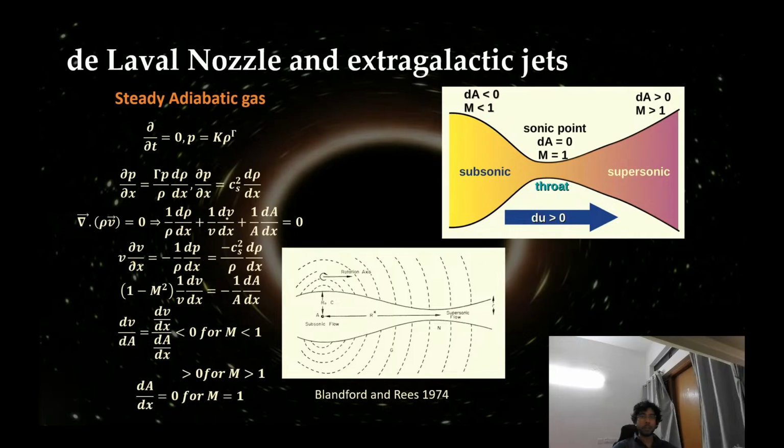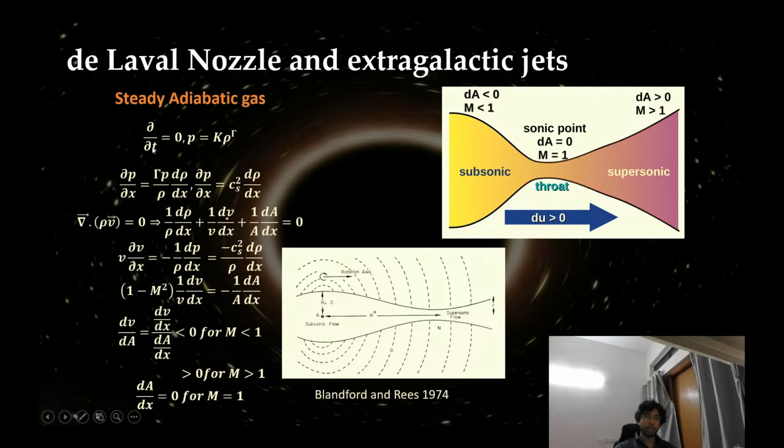So here we will talk about the Blandford and Rees model, or the Laval Nozzle Model, which produces extragalactic jets from any accreting system. So we will see what the mechanism is by which these jets can be produced.